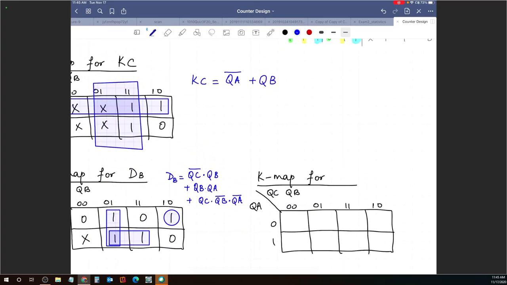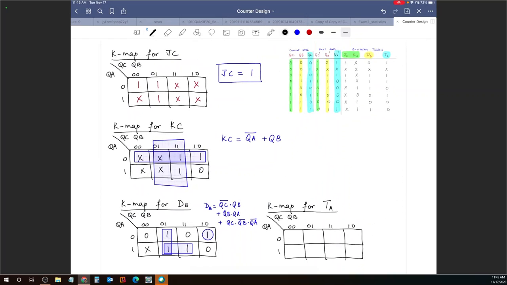All right, last one. TA. All right, for TA, what are you talking about here? 1x11, 0100. Better. All right.